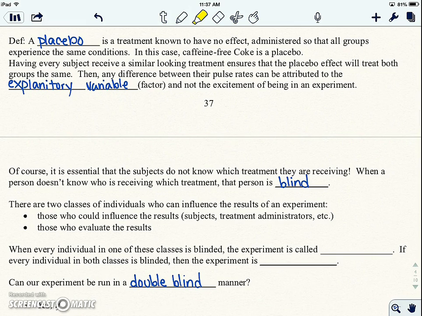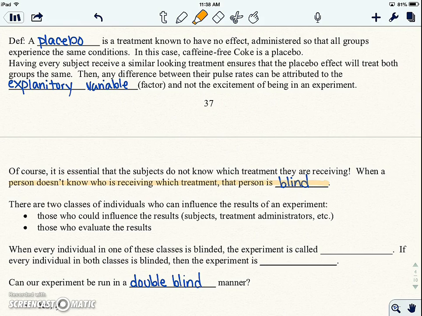Of course, it is essential that the subjects do not know which treatment they are receiving. When a person does not know who is receiving the treatment, the person is blind. Okay, so there's a vocab word. There are 2 classes of individuals who can influence the results of an experiment. Okay, those 2 classes of individuals are, let's see, we have to think about it.